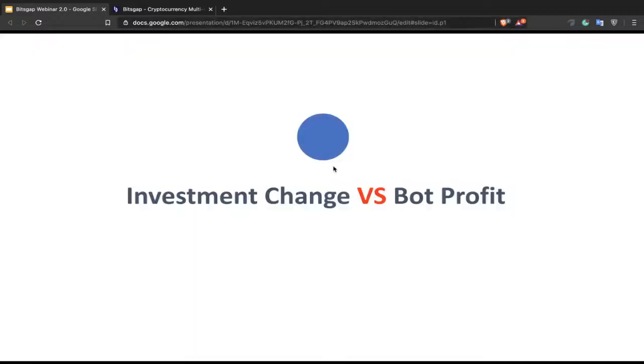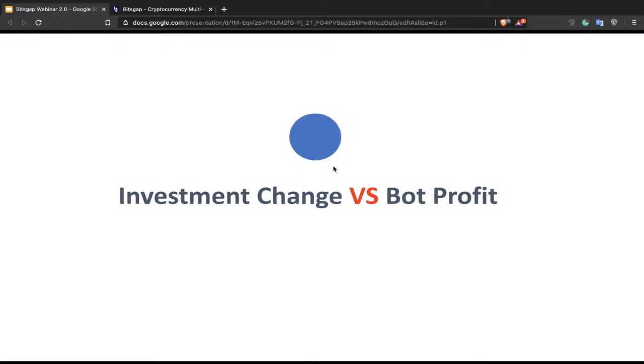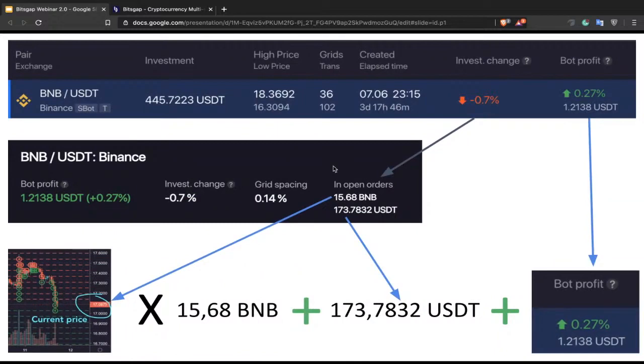The main question is, what is the difference between the investment change and the bot profit, what makes up this investment change, and how they are calculated. So here we have the example with BNB trading to USDT with the total investment of 445 USDT. So we see that the investment change is in the negative zone. It's minus 0.7%. So that means that our current value is lower than the investment that we had. So that's around, I guess, 440 USDT if we recalculate our current value of the investment. But here's the thing. The investment change is composed of, basically, the value of our current open trades.